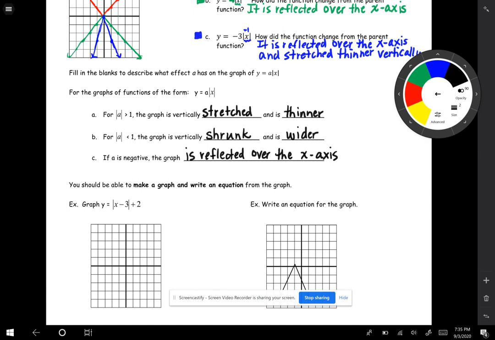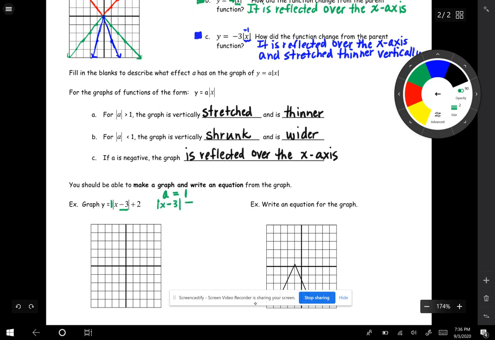So for this particular graph, we have y equals the absolute value of x minus 3 plus 2. We are going to make a graph and write an equation from the graph for the last two examples. So the first one, we're going to graph it, and we're going to identify the key features. We're going to start with identifying A. A is the number in front of the absolute value bar, and in this case, it'd be a 1. There's nothing here, so there's always going to be a 1. And then H is in here, and remember, it's opposite.